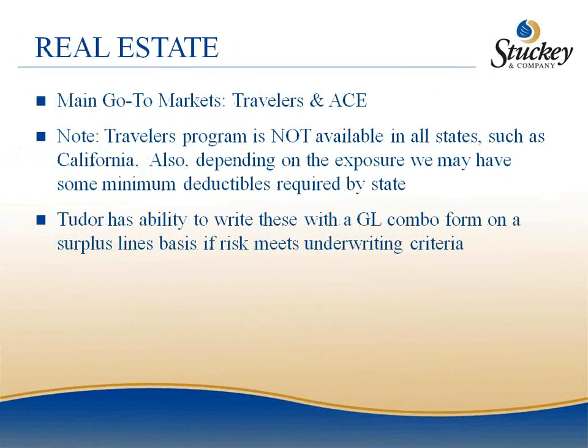Real estate is an interesting segment. It has changed a lot. It's kind of gone up and down with the economy really since about '06, '07. Right now today, Travelers, I would say, is our main go-to market for the real estate E&O. They have a great program in the continental United States. I do want to point out, as you can see on your screen, it is not available in California. But for example, they're an admitted product in most places.